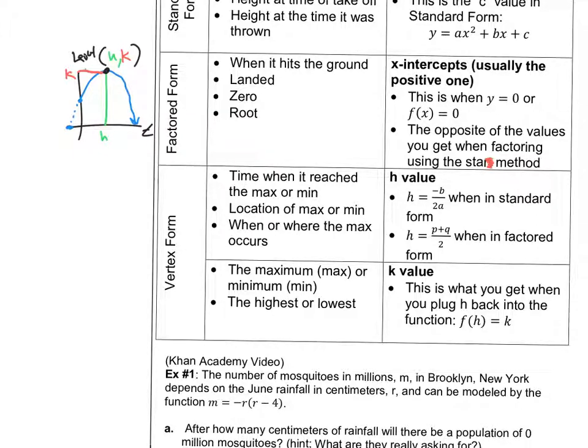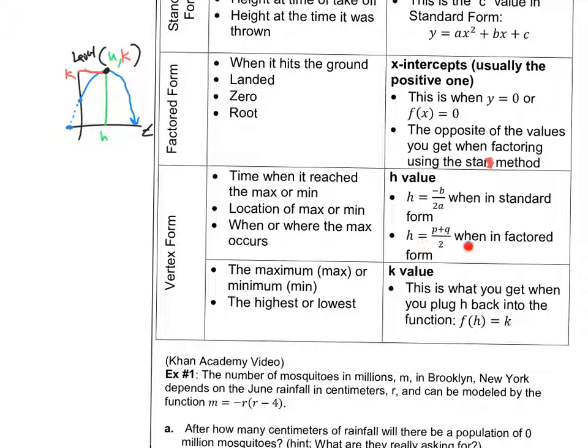Well, for example, in this graph, the h value is not actually the top. It's just the time it takes to get to the top. So when I say time when it reached the max or min, hey, that's your h value. And remember, we have a couple of different equations to use to find the h value. This is the most common. That's when it's in standard form.